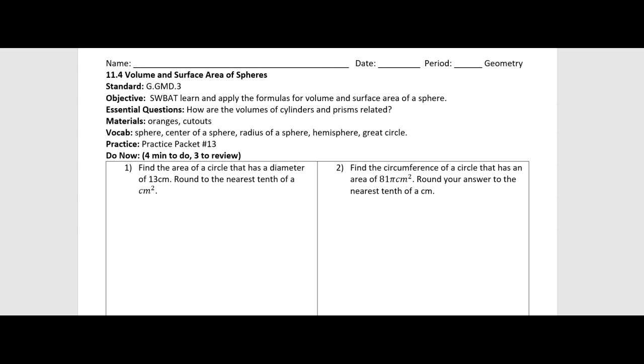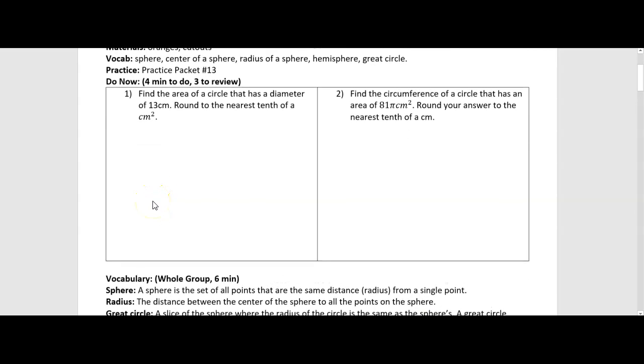We're actually going to finish off our volume unit today by talking about both the volume and the surface area of spheres. So before we begin getting into the actual formulas, let's do number 1 and number 2. Pause the video, a couple of warm-up questions to get our brain in gear, and then we will begin.